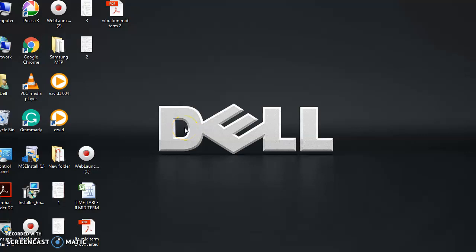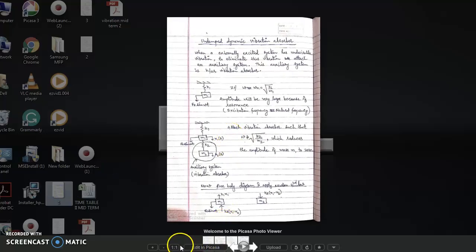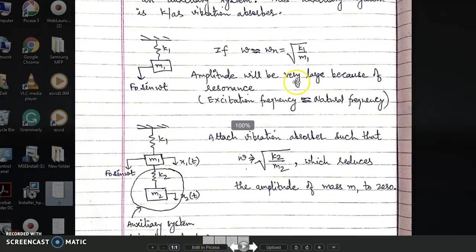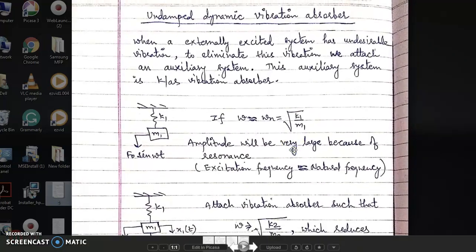Today we will discuss undamped dynamic vibration absorber. In last class we have discussed about the principle of this. So today we will discuss it elaborately. So what is undamped dynamic vibration absorber?